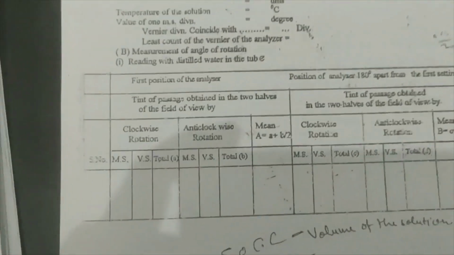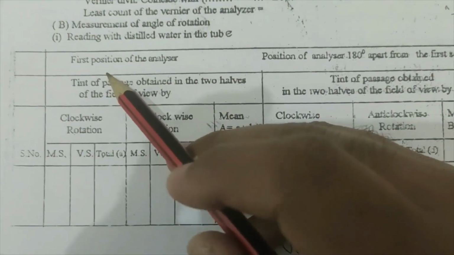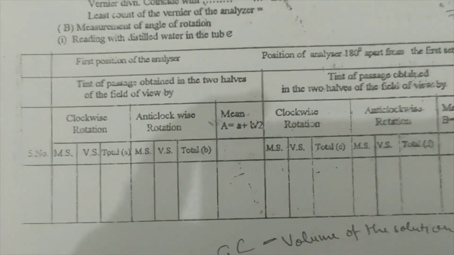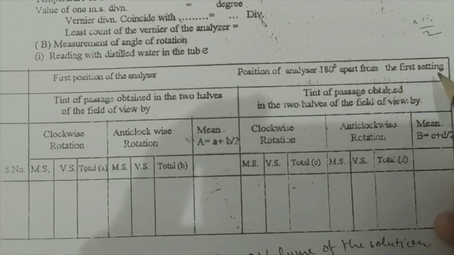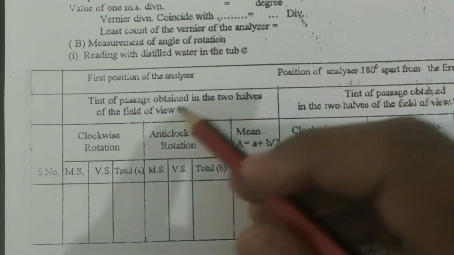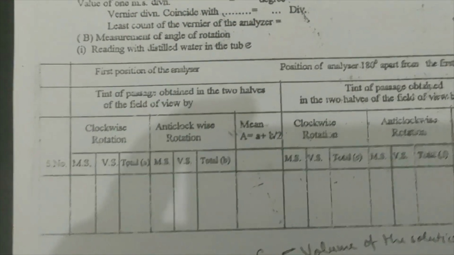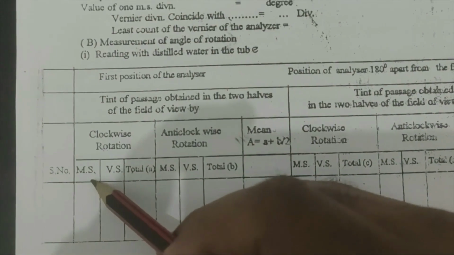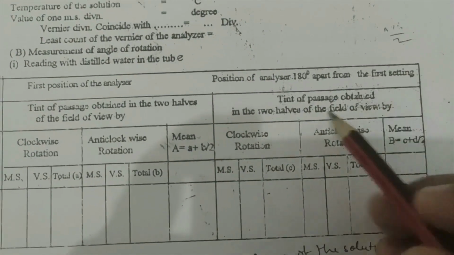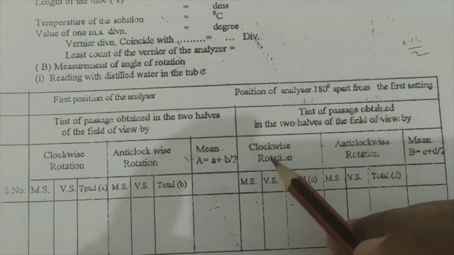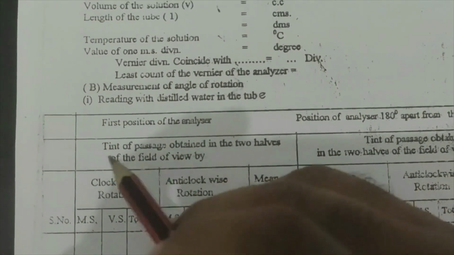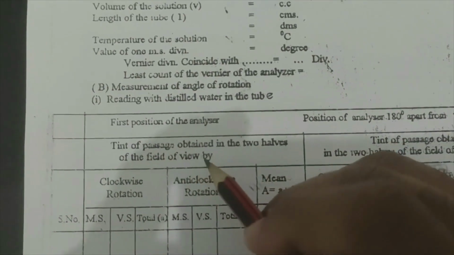So the table of observation is like this. We have the first position of the analyzer and the position of the analyzer 180 degrees apart from the first setting. Then this is the tint of passage obtained in the two halves of the field of view, one clockwise and one anti-clockwise. This is the main scale division, then the vernier scale total, and similarly for the anti-clockwise. Then we have to find out the tint of passage. So what is the tint of passage? I will tell you.